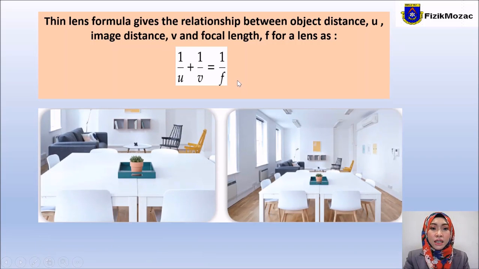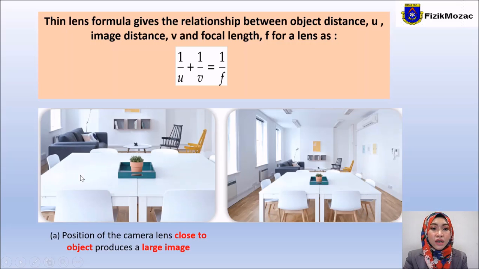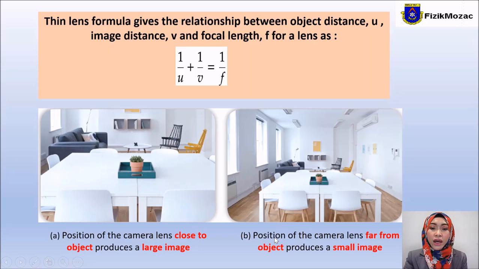Let's have a look at these two photos. These two photos show the image of a different object distance with a lens of the same focal length. In the first photo, the camera lens is close to the object and produces a large image. In the second photo, the camera lens is far from the object and produces a small image.